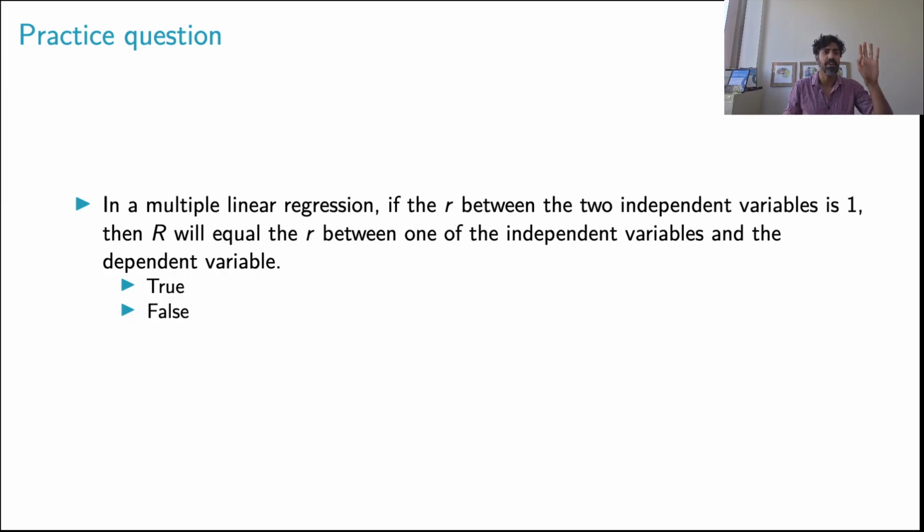so we have a multiple linear regression, we have our DV, IV1, IV2. If the correlation between these two IVs is 1, then R will equal the R between one of the independent variables and the dependent variable, right? Remember the capital R is the correlation between independent variables and the dependent variable, adjusting for the others. Is that equal to the small r between one of the independent variables and the dependent variable? So is that true or false?